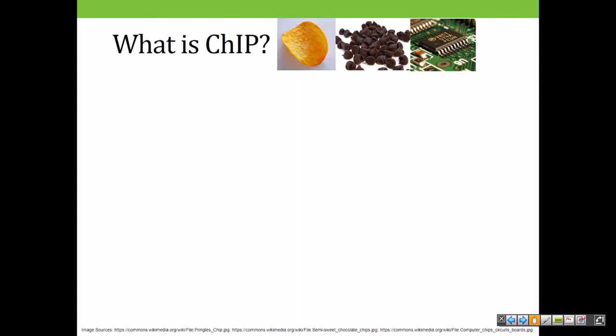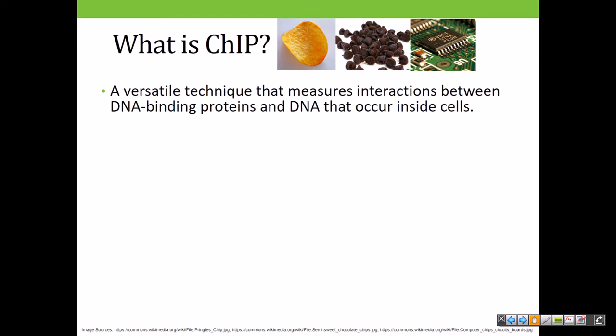So what is CHIP? CHIP is a versatile technique that measures interactions between DNA binding proteins and the DNA, and this is all happening within the cells. So I guess you consider it in vivo.